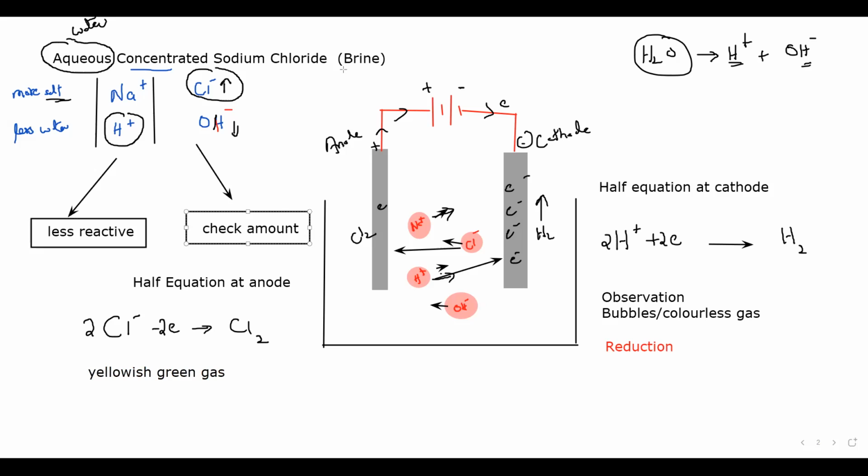So a yellowish green gas will be there, and what do we call this change? We call this change oxidation, because oxidation is a loss of electrons and reduction is the gain of electrons.